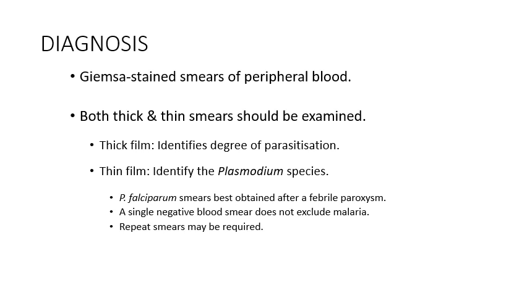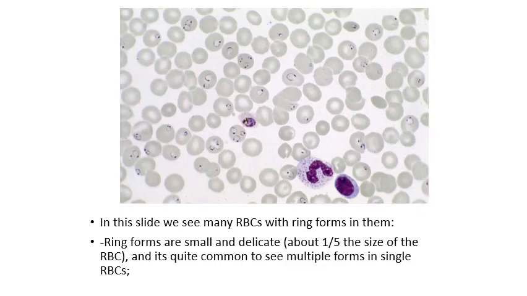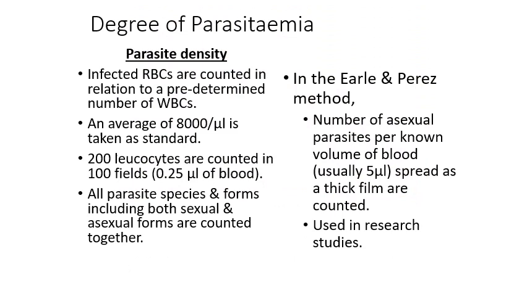So the best time to obtain it is usually after a febrile paroxysm because that's when blood cells have ruptured. A single negative blood smear does not rule out malaria without repeat smears. Okay, so we can see the slides. You can see many red blood cells with ring forms inside, and you can see the neutrophils here and the lymphocytes. Ring forms are small, about one-fifth the size of the red blood cell. It's quite common to see multiple rings in just one red blood cell, some with single rings. You can see here the PMNs, and here the lymphocytes. So, degree of parasitism.